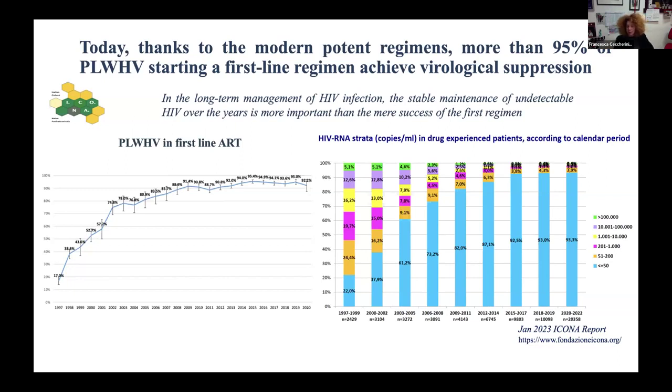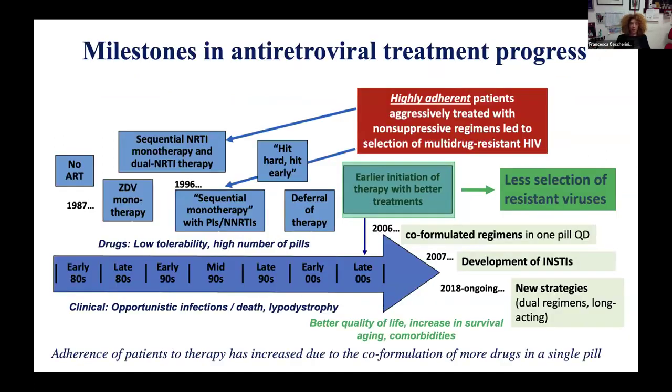And on the right, you see the drug-experienced people, more than 20,000 now, in the ICONA cohort. And you see that in the beginning, unluckily, very few patients had virological suppression below 50, shown in light blue. Slowly, with the improvement of our treatment, we now have the majority of individuals living with HIV below 200 copies.